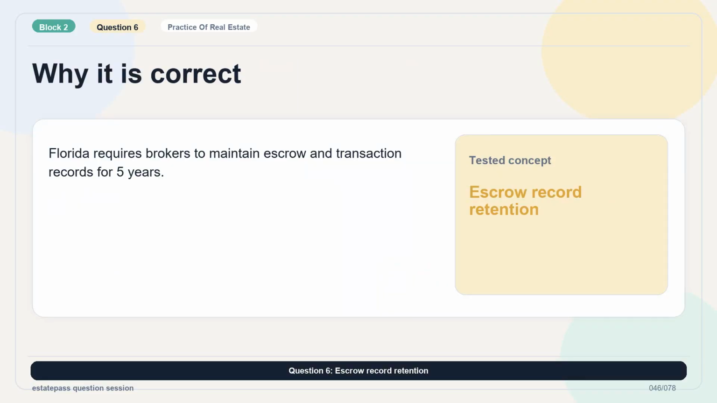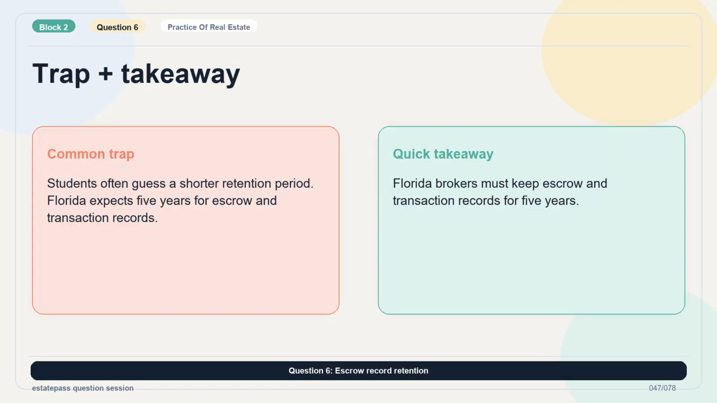Explanation. Florida requires brokers to maintain escrow and transaction records for 5 years. Common trap. Students often guess a shorter retention period. Florida expects 5 years for escrow. Quick takeaway. Florida brokers must keep escrow and transaction records for 5 years.